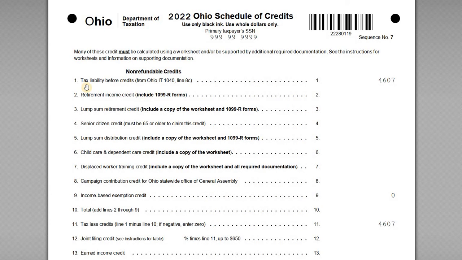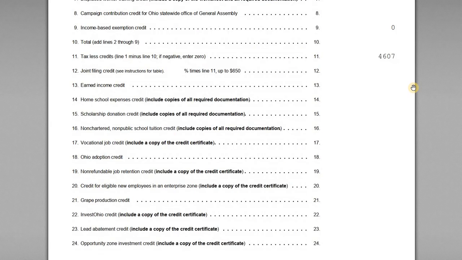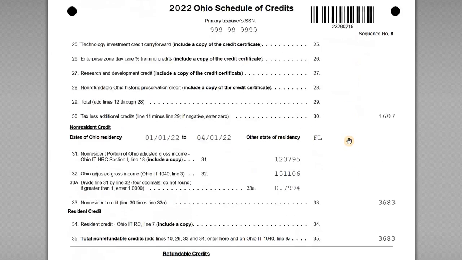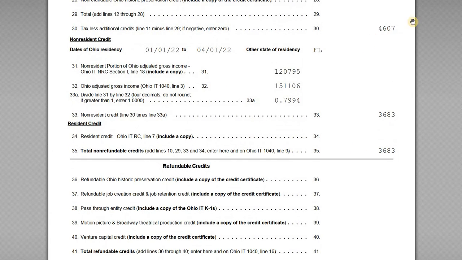So the Ohio Schedule of Credits, we have our tax liability here before the credits. That's coming through. That was the calculation we had earlier, right? The $4,607. We don't have any other credits or expenses that are being claimed here, so you can see that all of these are just zero. So on page 2 here, we have the total tax, $4,607, and now we calculate the amount of tax attributed to the non-Ohio income. So we've got our non-resident credit here, dates of Ohio residency, Jan 1 through April 1st, 2022, and then our other resident state here is going to be Florida.